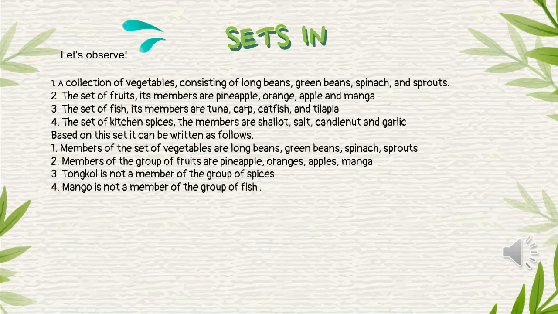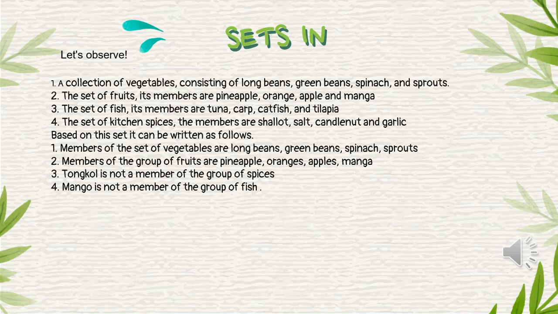Let's observe. 1. A collection of vegetables consisting of long bean, green bean, spinach, and sport. 2. The set of fruits. Its members are pineapple, orange, apple, and mango. 3. The set of fish. Its members are tuna, carp, catfish, and tilapia. 4. The set of kitchen spices. The members are salt, candlenut, and garlic.